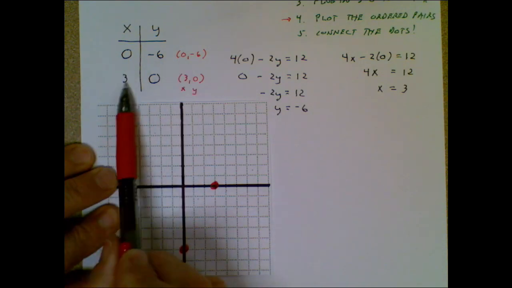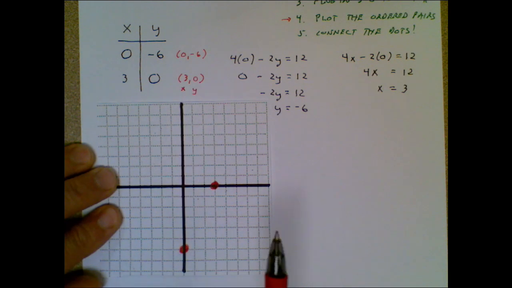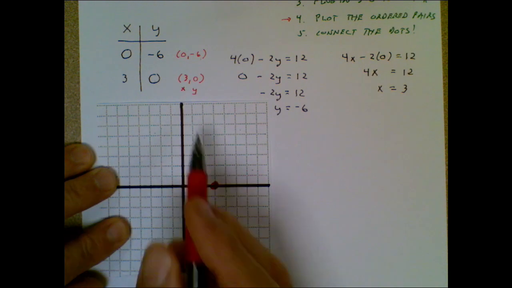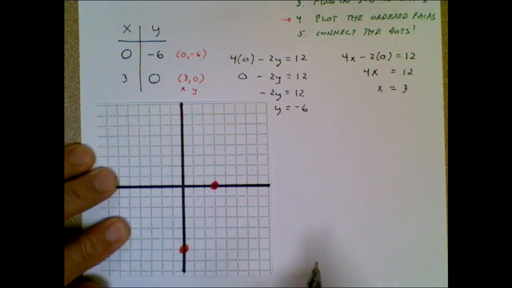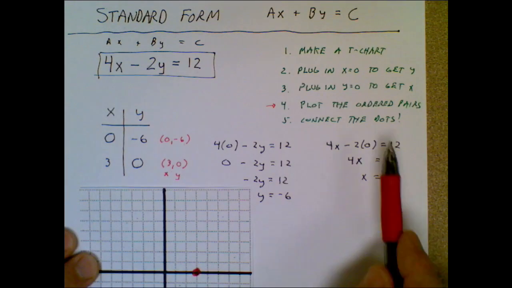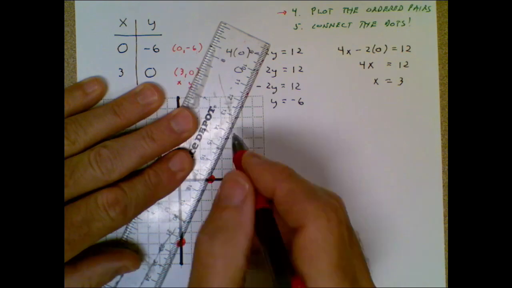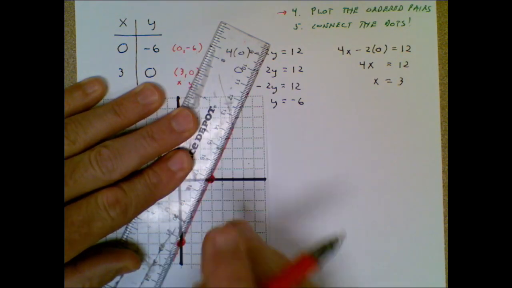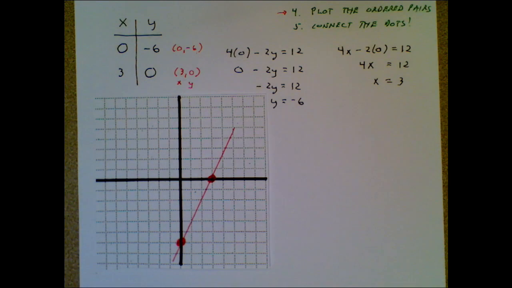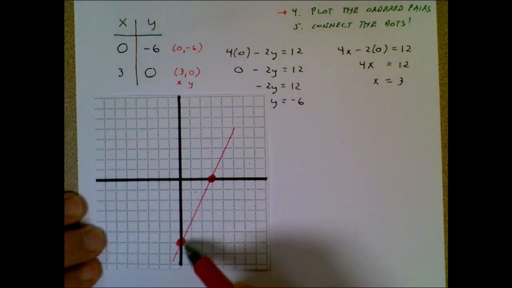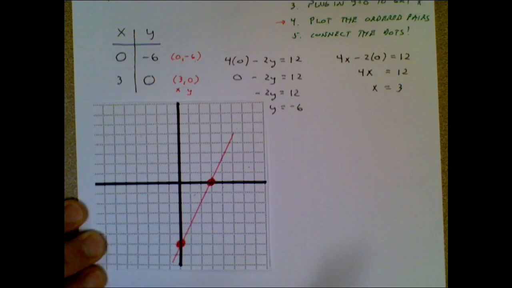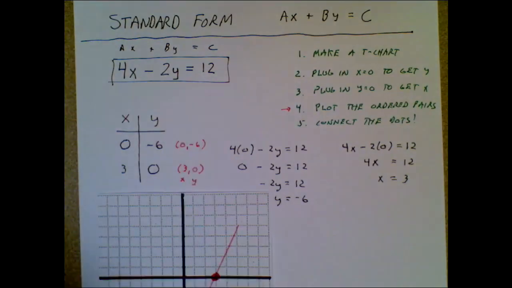So here are my 2 points that I got from earlier in the procedure, and now I just take them. (0, negative 6), put it on the graph, (3, 0), I put it on the graph, and the final thing is just to connect the dots. That's the final thing in our procedure. Ta-da! I now have the equation of the line using the standard form. Actually, precisely speaking, I have the graph of the line in standard form. We started with the equation in standard form.